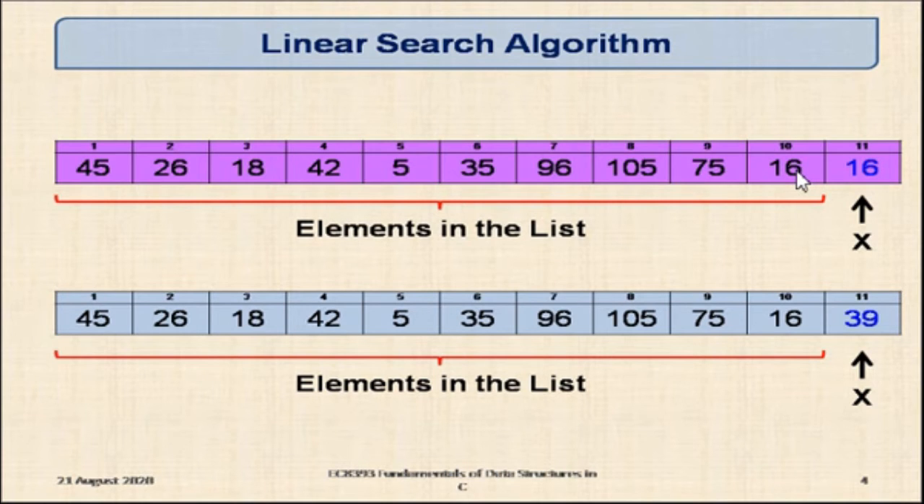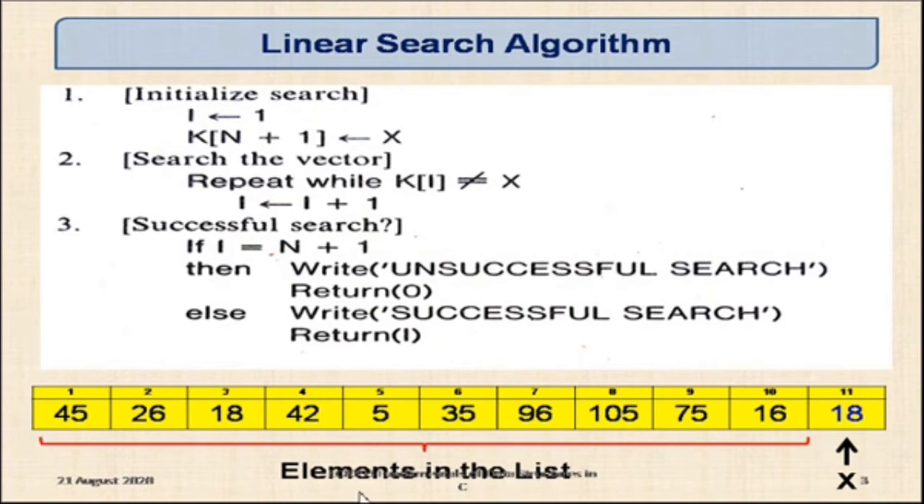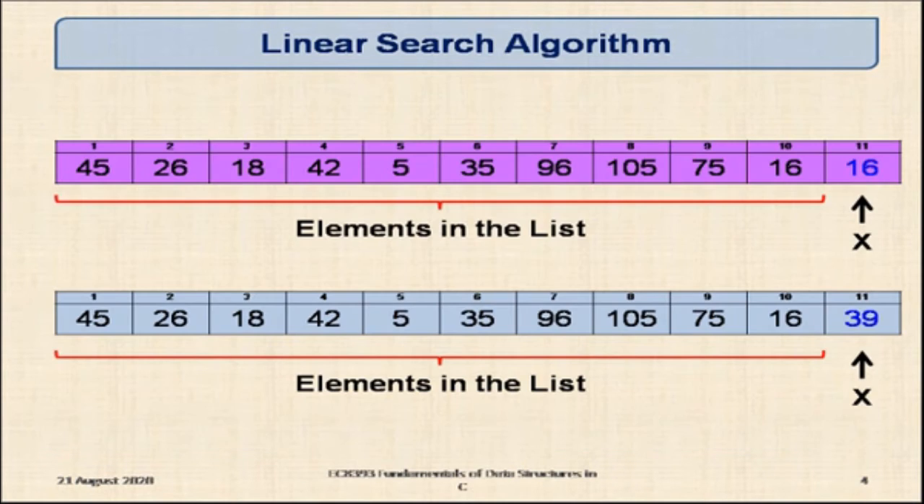Here the condition is what? Finally, it will check for the condition if I is equal to n plus 1. But in our example, I is equal to n only. So this condition again fails. So it is a successful search. It will return what? The value 10.